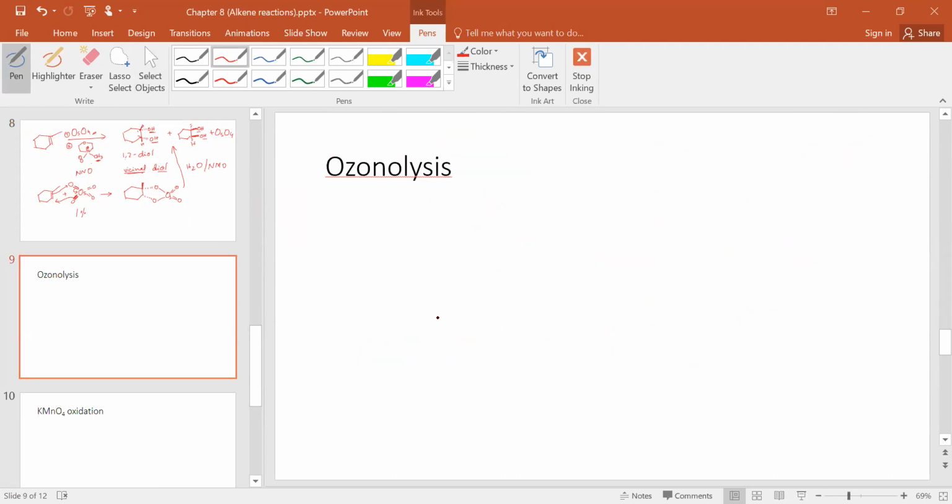Another is the ozonolysis. So if we react with ozone, O3, and then treat with a reducing agent, zinc or dimethyl sulfide, what happens? This double bond will be chopped here, cleaved. Okay, so we'll make a dicarbonyl.